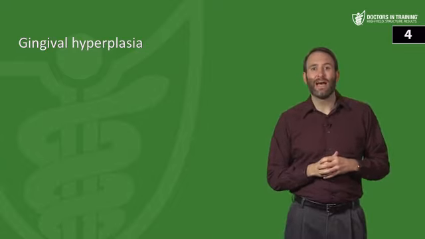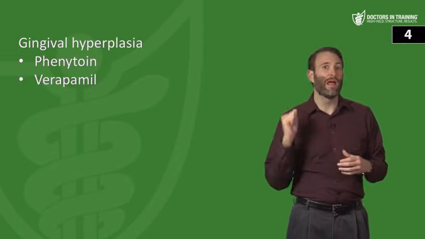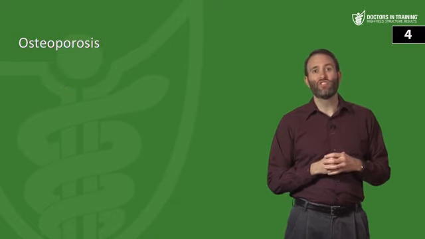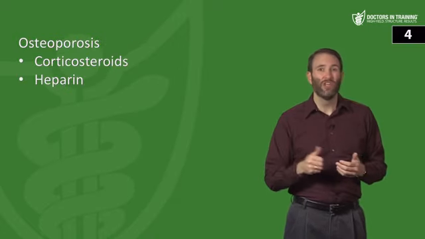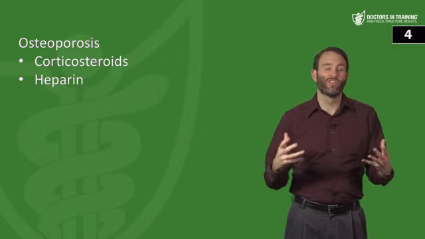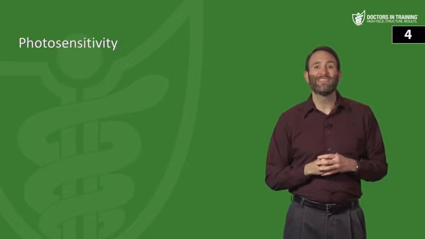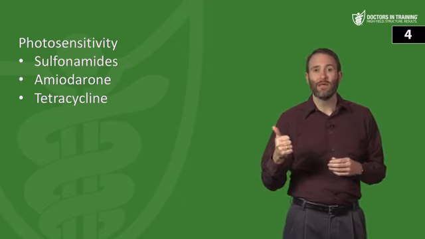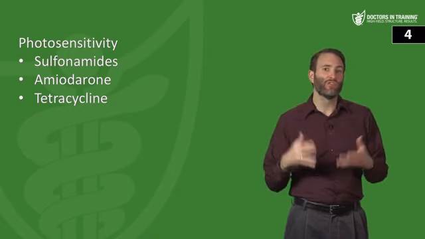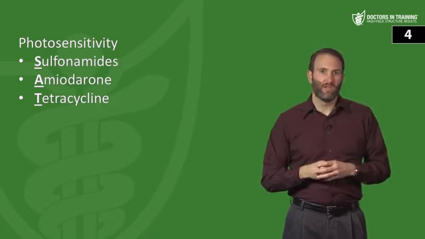Next, we have gingival hyperplasia. Now, classically, we think about phenytoin with this one, but also think about verapamil. Verapamil can also be associated with gingival hyperplasia. Next, we have osteoporosis, corticosteroids, and heparin. So you definitely want to monitor your patients with chronic rheumatologic diseases that are using those corticosteroids regularly. They're going to very quickly get osteoporosis. Next, we have photosensitivity. Think of sulfonamides, amiodarone, tetracycline. They can all cause a photosensitivity. Remember that there's a mnemonic that's been around forever, SAT for photo, to help you remember photosensitivity.